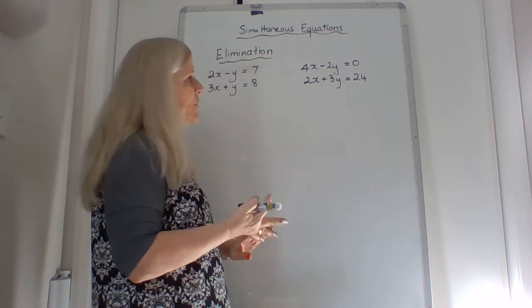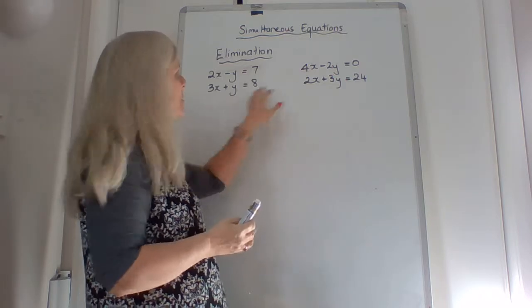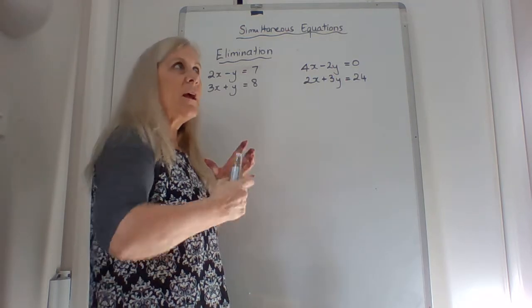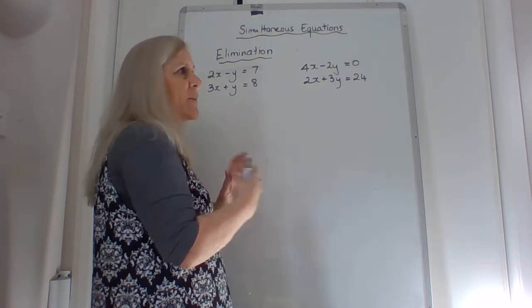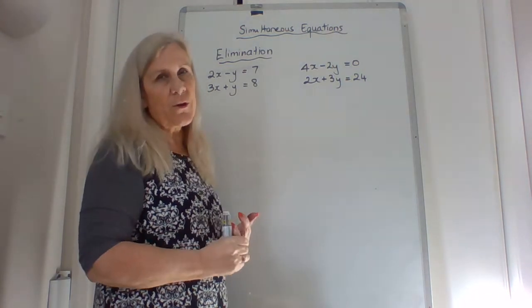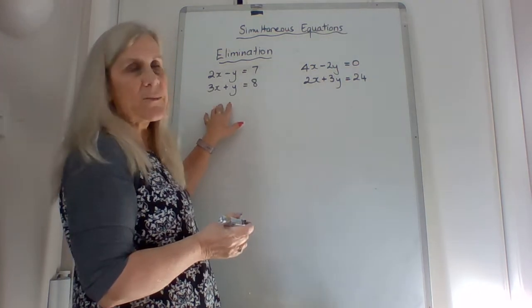The next method we're going to look at is elimination. Again, remembering that this time I'm using x's and y's because they can represent a point on a graph. So you may actually be asked to do this by using a point on your graph. Okay, so let's have a look at this one first.